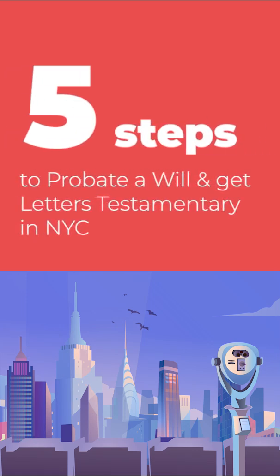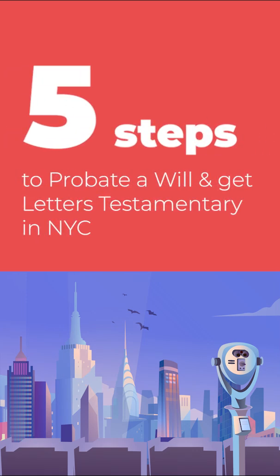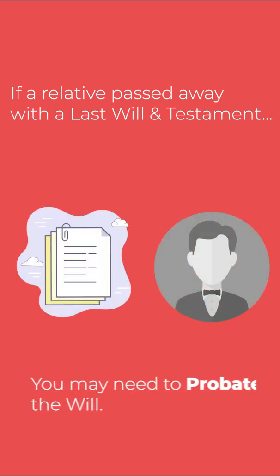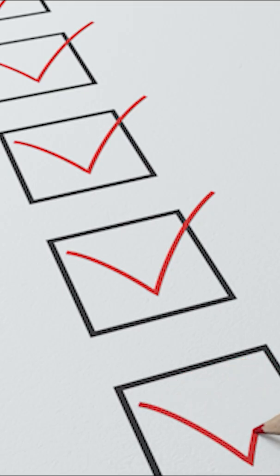5 steps to probate a will and get letters testamentary in New York City. If a relative passed away with a last will and testament, you may need to probate the will. Here are the 5 steps.